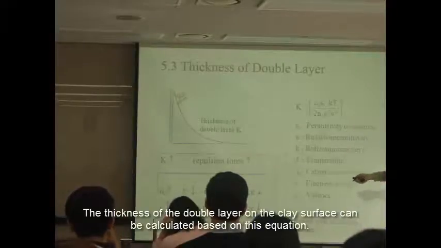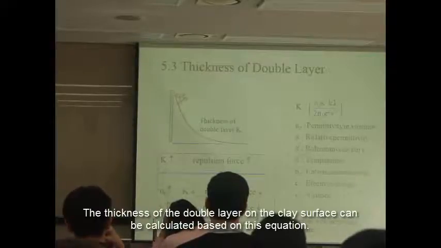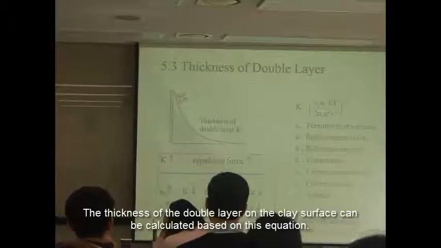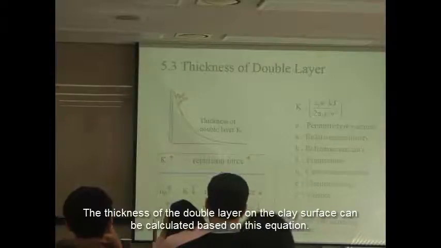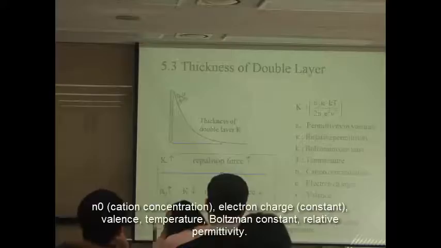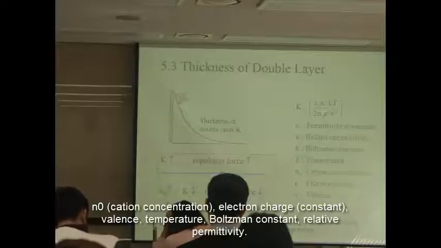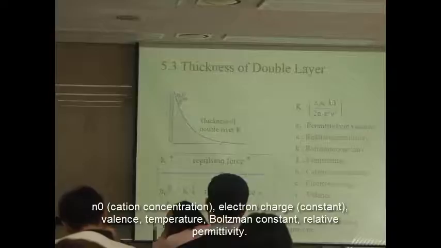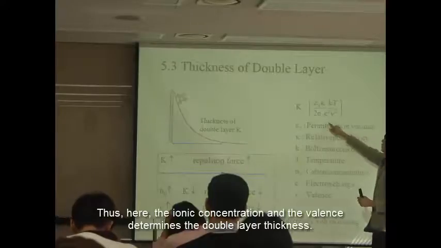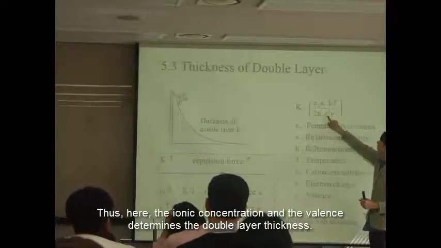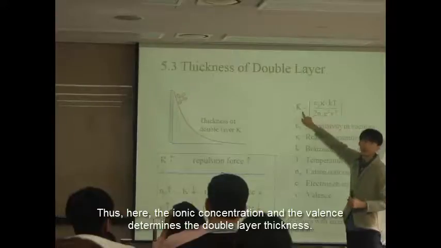The thickness of the double layer on the clay surface can be calculated using this equation. This is a theoretical equation. Note here, N0 is the cation concentration, e is the electron charge, and v is the valence. T is the temperature, k is the Boltzmann constant, and kappa is the dielectric permittivity. So here the ion concentration and the valence determine the double layer thickness.